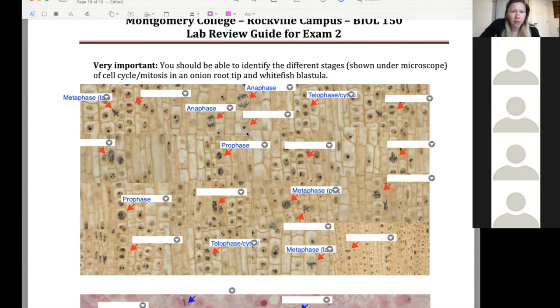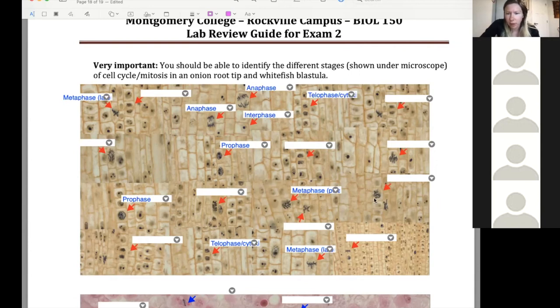What else? What about this cell here? It doesn't really look like it's doing much of anything. Interphase. Exactly. Interphase does not look like anything. So you really can't see the chromosomes at all. There's nothing of distinction happening.